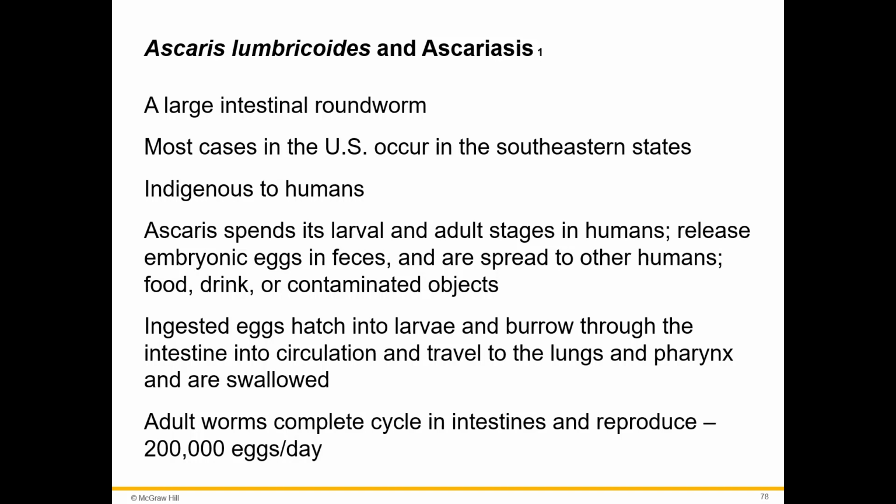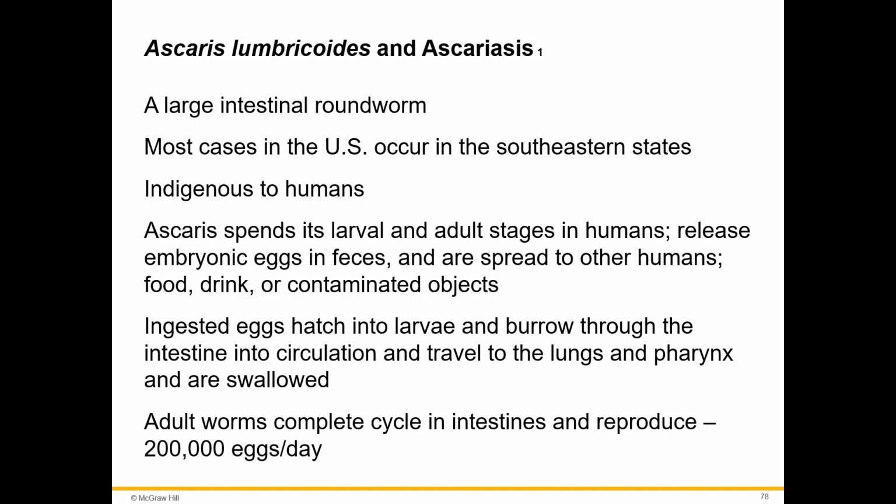And those food or drink can get contaminated, or objects can get contaminated. You get it on your hands, you lick your fingers, like, oh no, it's inside, right? And so once those ingested eggs hatch into the larvae, they will burrow through the intestine and then get into circulation of the body, eventually traveling to lungs and pharynx, and then they can just be swallowed again.